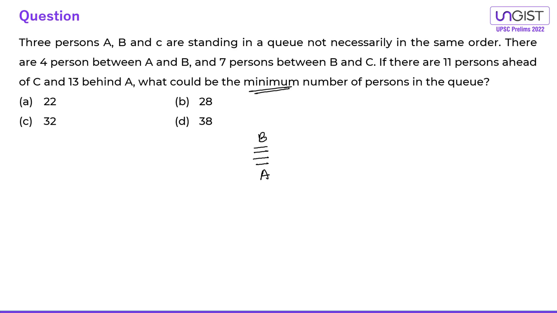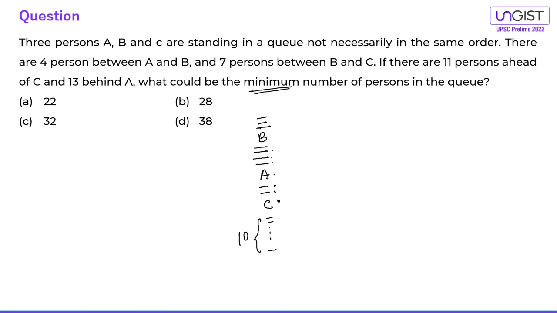And 7 persons between B and C. So 1, 2, 3, 4, 5, and 6, 7. So this is C. After that, the question is saying there are 11 persons ahead of C, okay? So this is 1, 2, 3, 4, 5, 6, 7, 8. After that, 3 more. So 11 persons ahead of C. And they are saying 13 persons behind A. So 1, 2, 3 and 10 more.